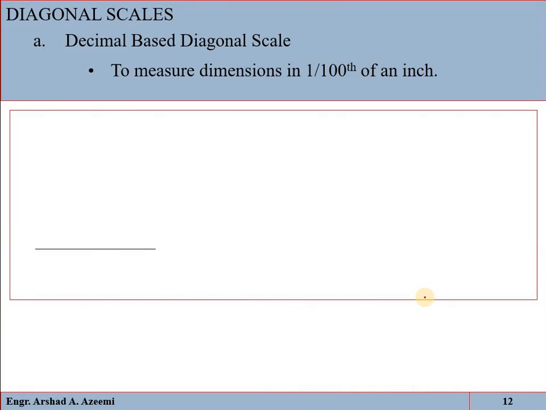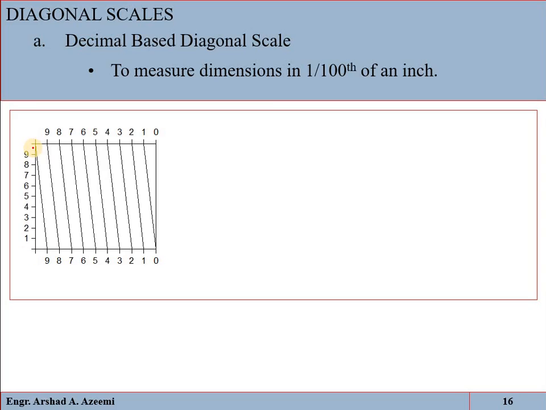Now see, if you are interested just to divide a line to measure the dimension in 1/100th of an inch, for example, if you have this 1 inch distance, divide it into 10 equal parts. Draw a vertical line and divide it into 10 parts. Now join the first point to 0, second to 1, third to 2, and draw these parallel lines. So that was 1 inch distance, we have divided it into 10 parts.